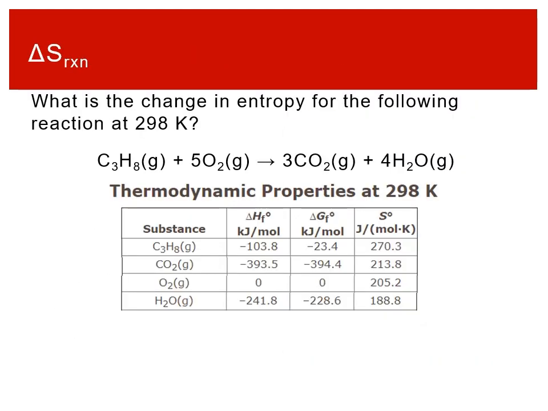All right, so let's look at an actual example. What is the change in entropy for the following reaction at 298 K? It's propane gas plus 5 oxygens gives me 3 CO2s and 4 H2Os, and I've already collected the thermodynamic data for these molecules. So let's see how it goes.